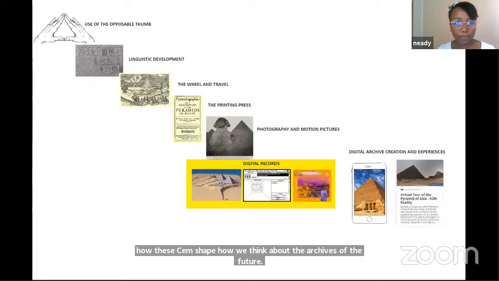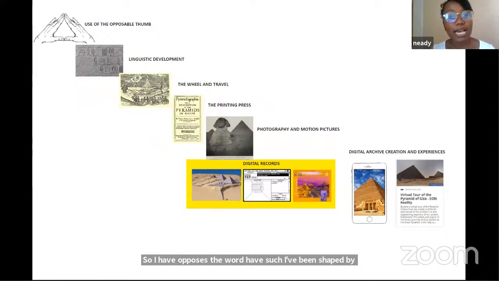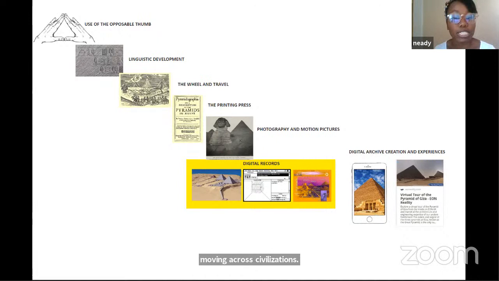So archives as they were have been shaped by technology. Here we see the pyramids as they've been archived with the evolving of technology. When man started, there was the use of the opposable thumb that allowed them to use tools, which also allowed for linguistic development. Then from linguistic development, we had the wheel, and the wheel allowed for travel, so information was moving across civilizations. Then we move into the printing press, and this generally revolutionized archives as we know them, because writing and the formalization of archives was possible.